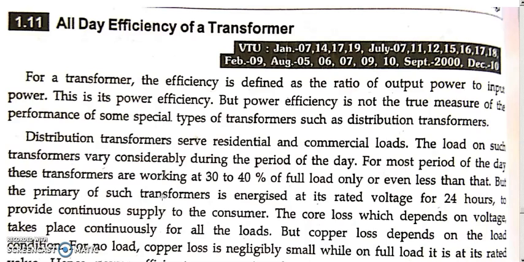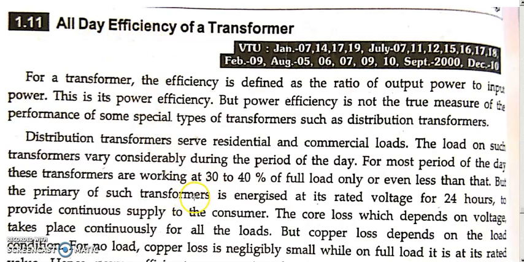In that case, what happens? Load will be sometimes high and sometimes less. So we need to account for the whole 24 hours. Commercial efficiency, or true efficiency, would not be the right parameter to judge the efficiency of a transformer. So we are going to judge the transformer efficiency by using all day efficiency.